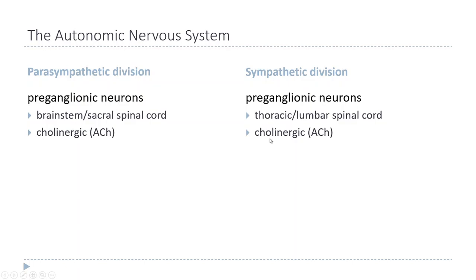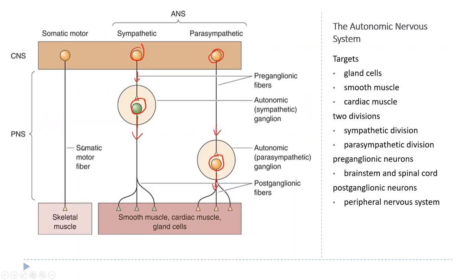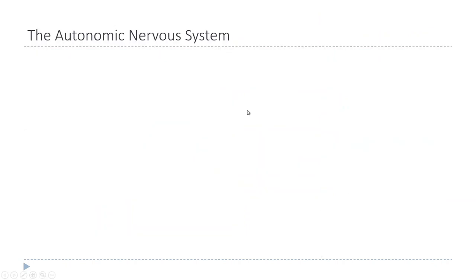In the sympathetic division, the preganglionic neurons are all found in the thoracic and lumbar spinal cords, and they release acetylcholine also. So that's one thing that both divisions have in common: both sets of preganglionic neurons release acetylcholine, which is also something they have in common with the somatic motor system, because of course these somatic motor neurons also release acetylcholine. So all of these release acetylcholine in the neurons that come from the central nervous system.